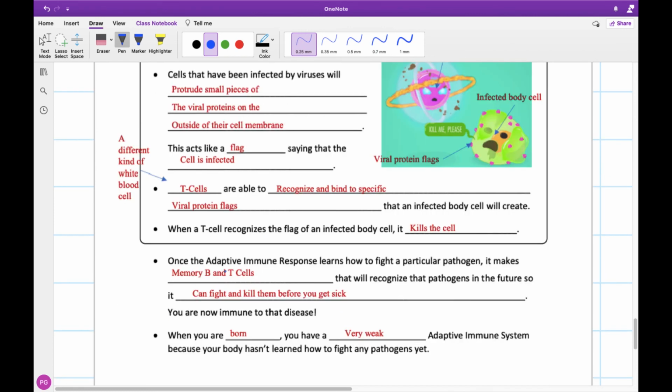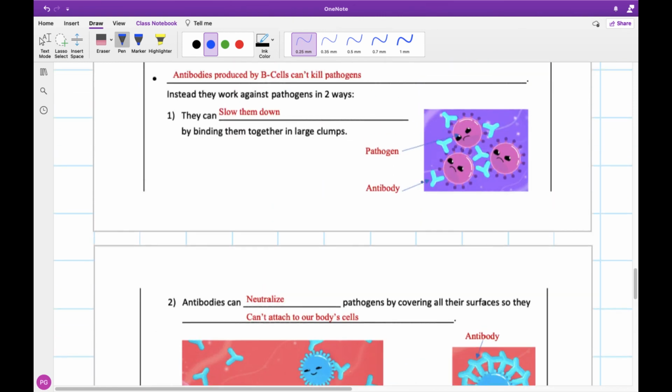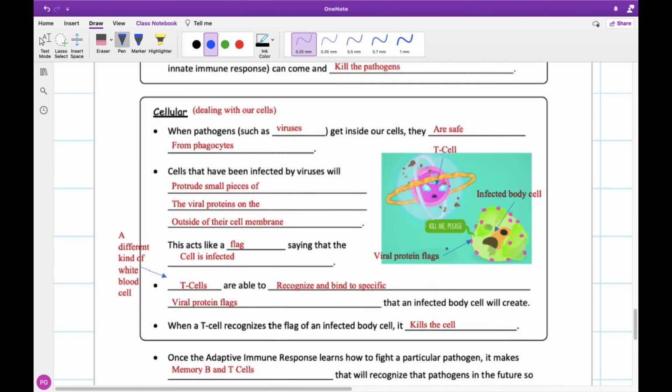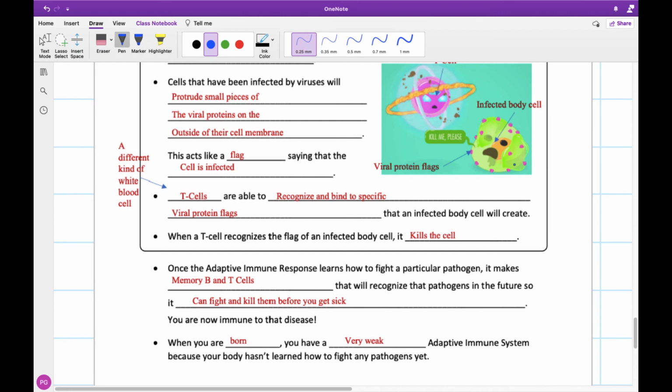Once the adaptive immune response learns how to fight a particular pathogen, once they've learned about the sort of antigens on the outside of their pathogen or the way that it works, it makes memory B and T cells. So these are sort of like the storage memory of different types of diseases your body has encountered, so that in the future it will recognize the pathogen and it can fight and kill it before it gets you sick. So that your third line of defense, your B cells as well as your T cells, can do a better job of stopping the infection before it spreads too far, by neutralizing it using our antibodies, or killing infected cells with our T cells right away by recognizing these viral protein flags.